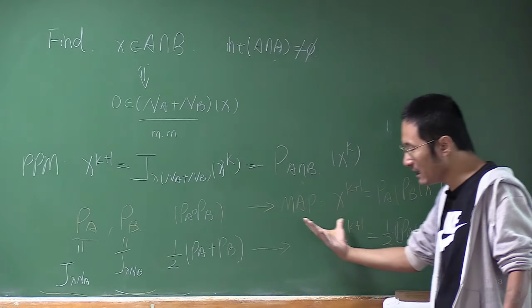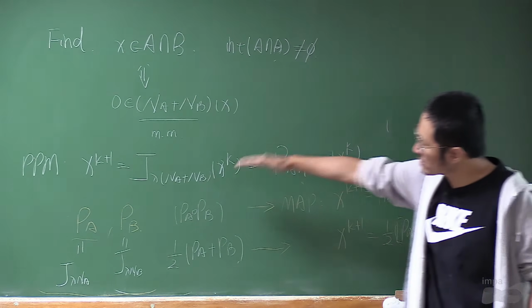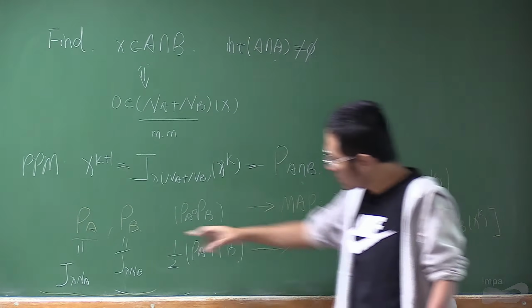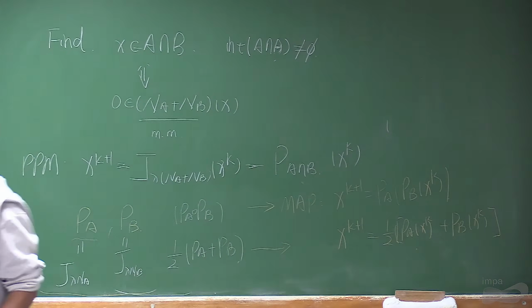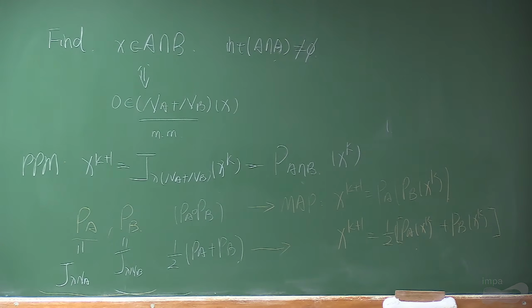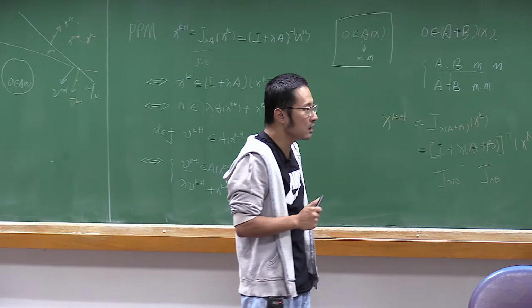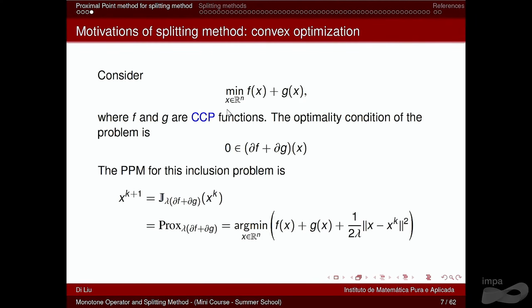This is the idea of splitting. We split the resolvent of the original problem into smaller ones: projection to A, projection to B. This is an example of why sometimes the PPM doesn't work very well, and the motivation of the splitting method. Next example is the convex combination.